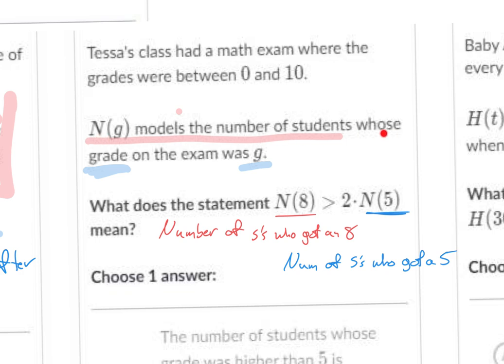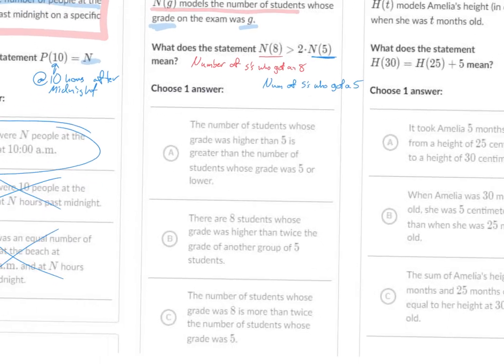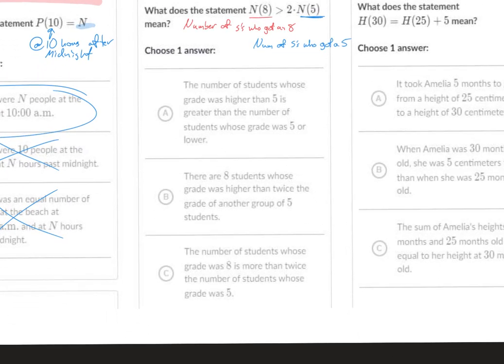They literally told us that right here. So if I was to say 2 times that, it would mean something like the number of students who got an 8 is greater than 2 times the number of students who got a 5. So let's look for something along that line. The number of students whose grade was higher than 5 is greater than the number of students whose grade was 5 or lower. No, that doesn't sound like what we got. I don't think that's right.